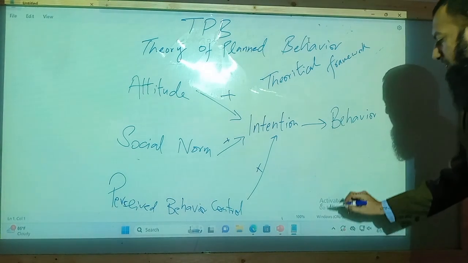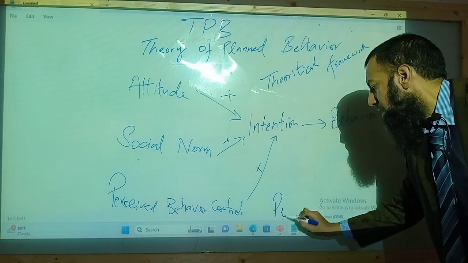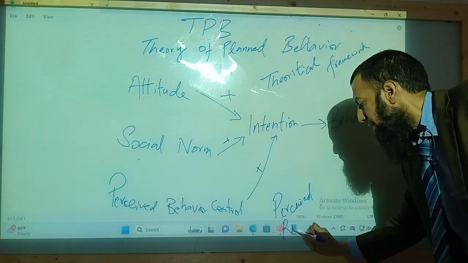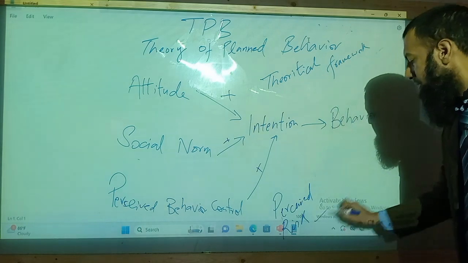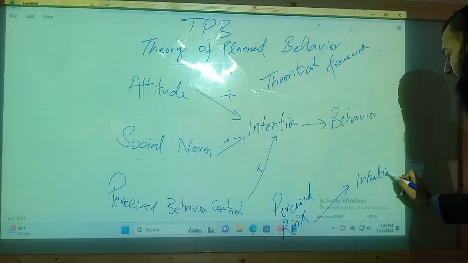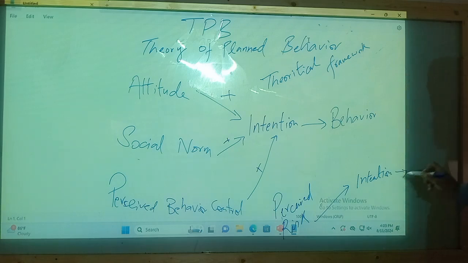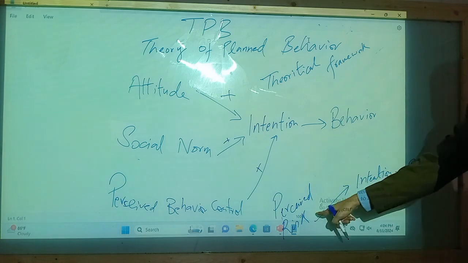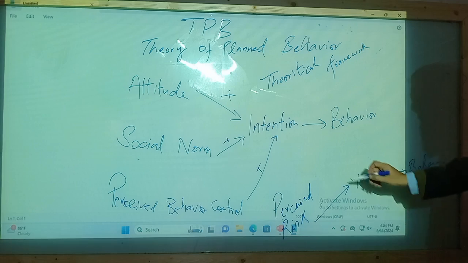What is the perceived risk of any individual that will lead to the intention to buy an electric vehicle, and that will lead to the behavior of buying? Intention of buying, behavior of buying. That is one of the variables. What could be the other one?